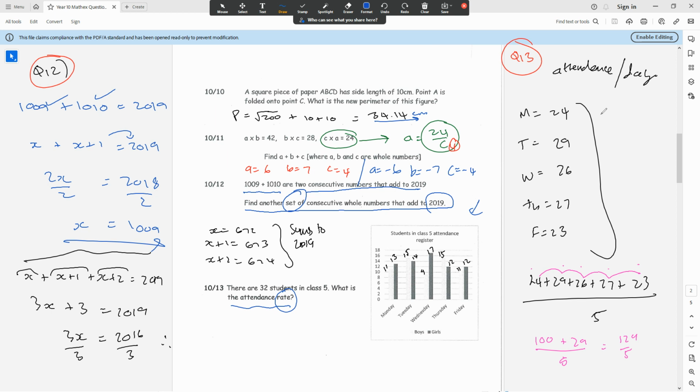If we use short division, 5 goes into 129, 5 goes into 1, it can't, 5 goes into 12, 2 times, remainder 2, 5 goes into 29, 5 times, remainder 4 out of 5. So 25 and 4/5, which is 25.8. And that would be the attendance per day. So 24 plus 29 plus 26 plus 27 plus 23 divided by 5 is good. And that's the last question.